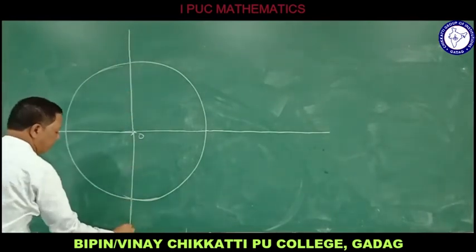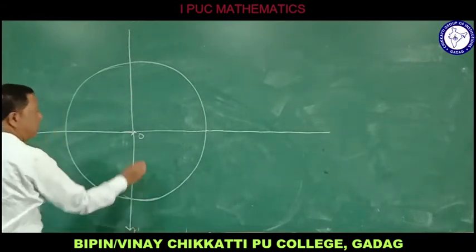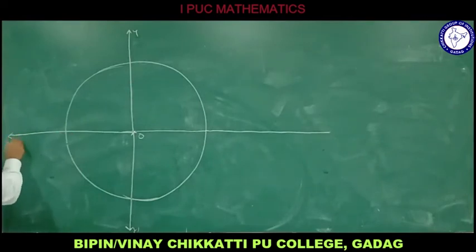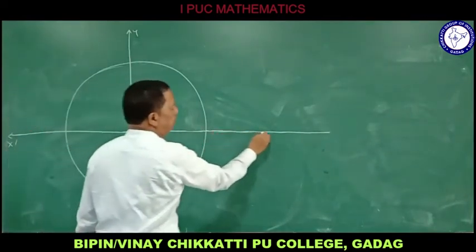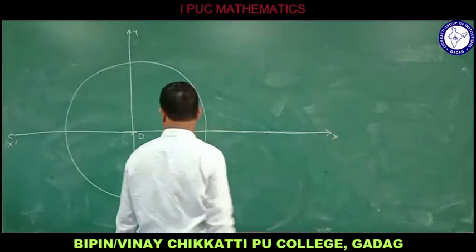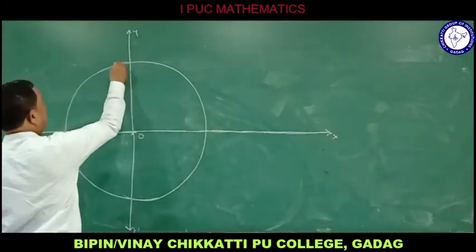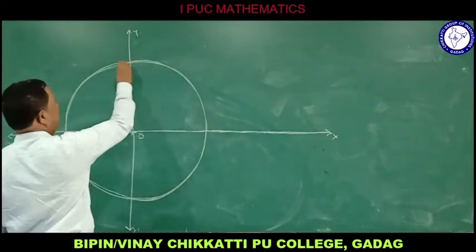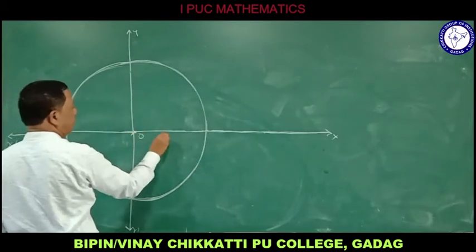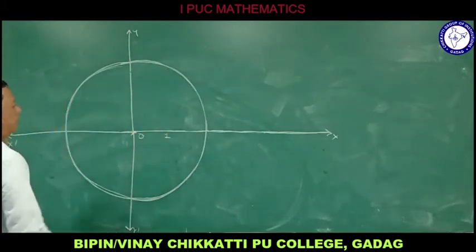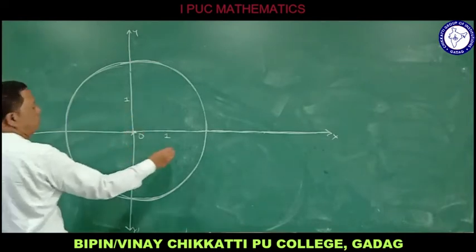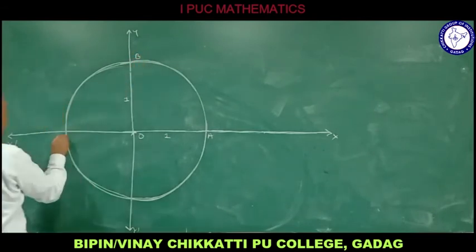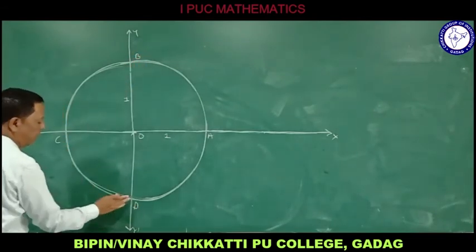Look, this is y dash, and this is y. You see that this is x dash, and you know this is x. Consider a circle of unit radius at the center of the origin. So the radius is 1 unit, and all these points you can call O, A, B, C, D.